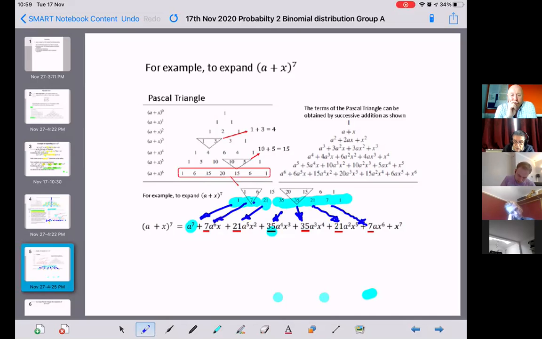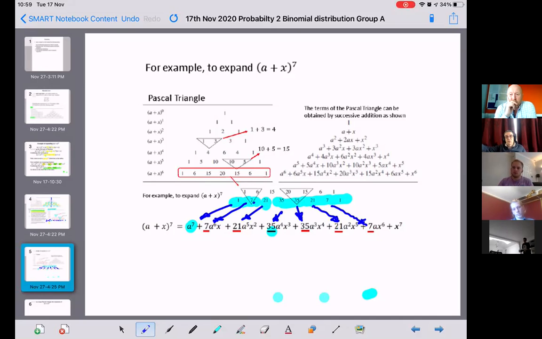So that's how we can build a binomial expansion from Pascal's triangle, because we know that Pascal's triangle gives us the coefficients underlined in red. We know we start off with a to the power of 7, and the index of a decreases as we go from left to right. And the power of x increases as we go from left to right. So we end up with x to the 0 first, then x to the 1, then x to the 2, and so on.